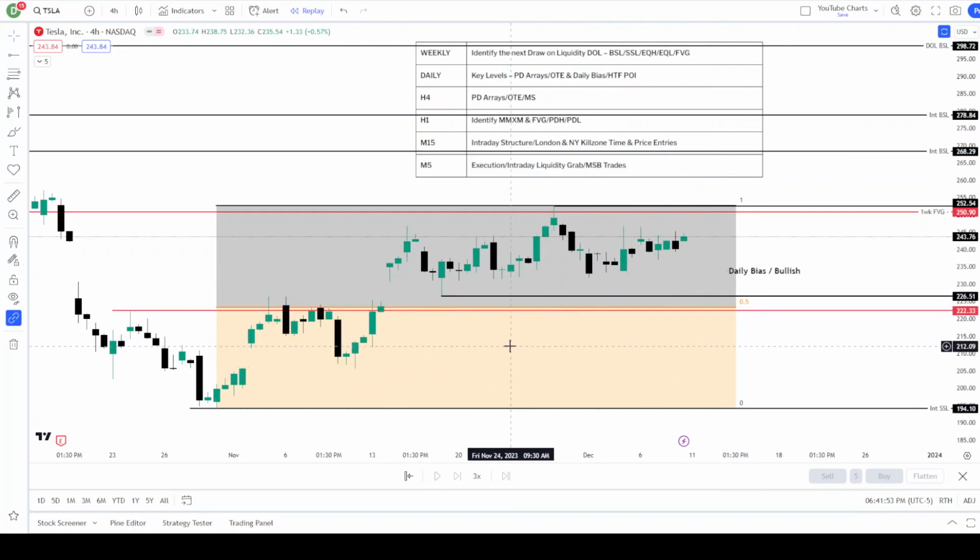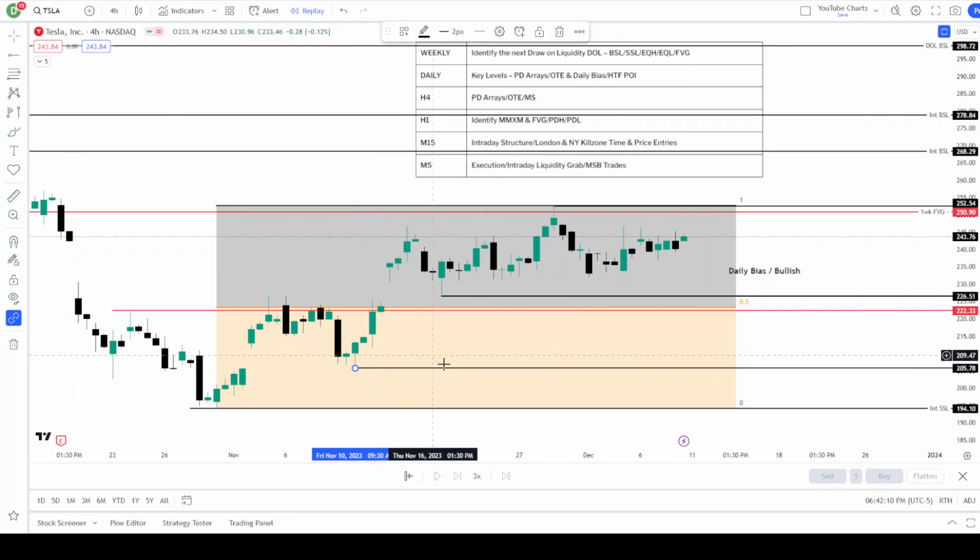So there's not necessarily any rules on premium discount range. It just gives us an idea, for this move here, is price overvalued or undervalued where it's currently trading. So premium discount arrays, we will put this low here as well.